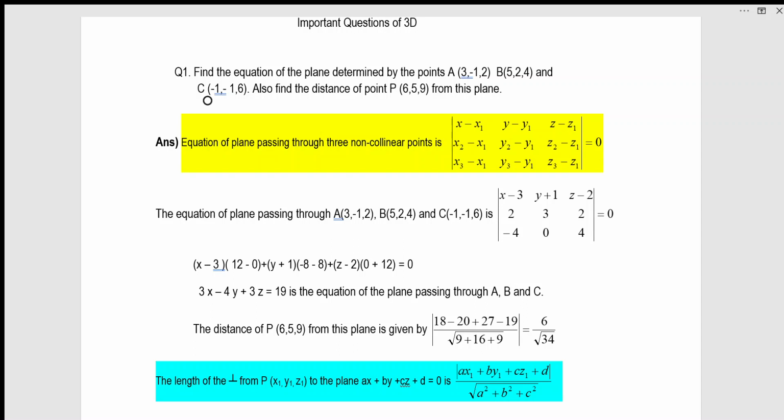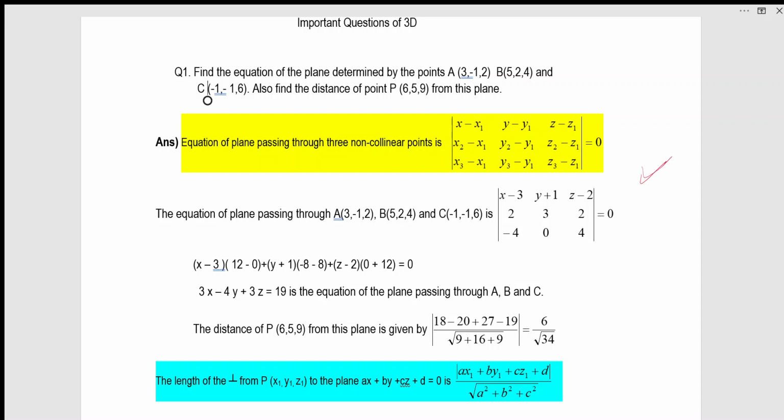Hi everyone, let's do the important questions of 3D. This year in the board exam 2021, you will definitely get one 5 marker based on three-dimensional geometry. And the chapter is very, very easy. First of all, just go through the formulae which I have written in yellow and blue.